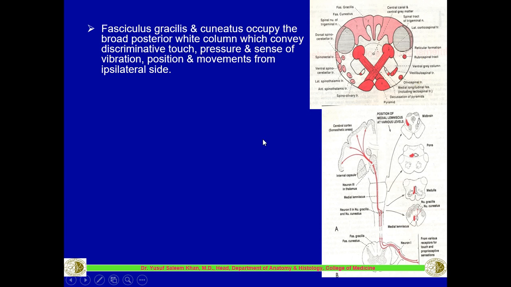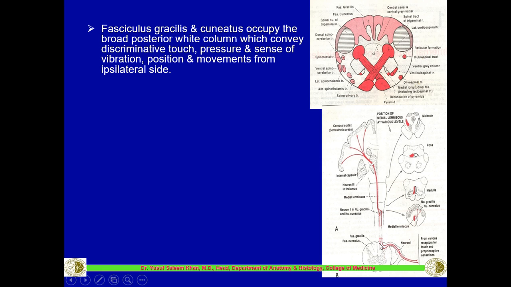This is the motor region, which will be in the anterior region. The posterior region is mainly sensory, and especially the posterior most part. You can appreciate the fasciculus gracilis as well as the cuneatus, which occupy the most posterior part in the white column. And as I said, the fasciculus gracilis and the cuneatus are sensory, and they will be carrying touch, pressure, sense of vibration, position, as well as movement from the ipsilateral side. They will be on the same side.